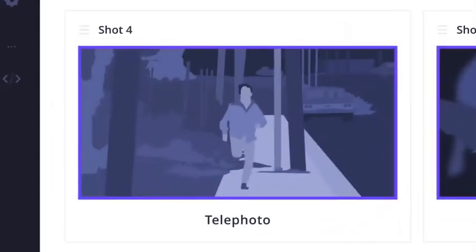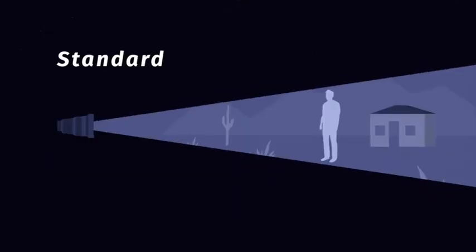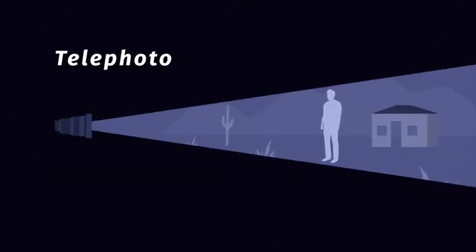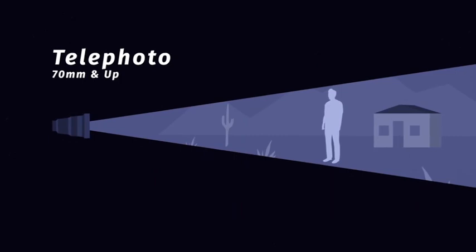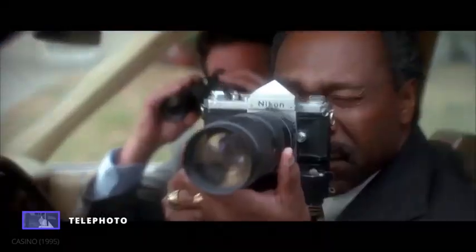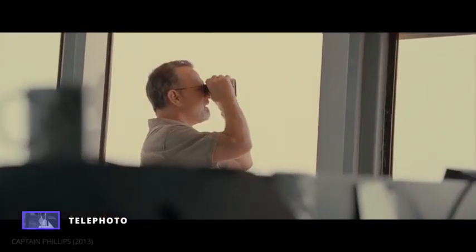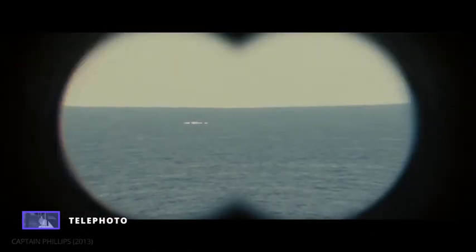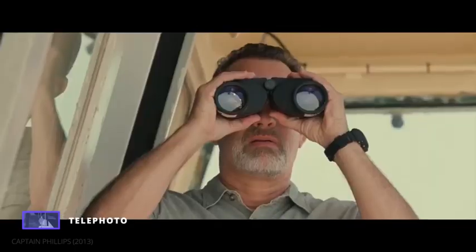the telephoto lens. A telephoto lens is any lens with a focal length of 70mm and up, often referred to as long lenses. Telephoto lenses are typically used for capturing distant subjects, making us feel like we are observing the scene from afar. Tinker Tailor Soldier Spy has surveillance at the core of its story.